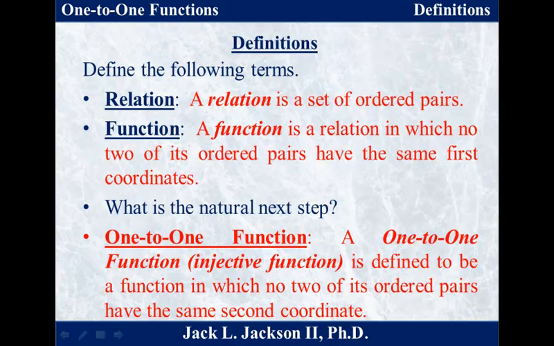A one-to-one function is defined to be a function in which no two of its ordered pairs have the same second coordinate. So what have we got? We've got a relation, it's a set of ordered pairs. If it's a function, no two of the first coordinates are the same. And if it is a one-to-one function, in addition to all those other things, it has no two of its second coordinates the same.